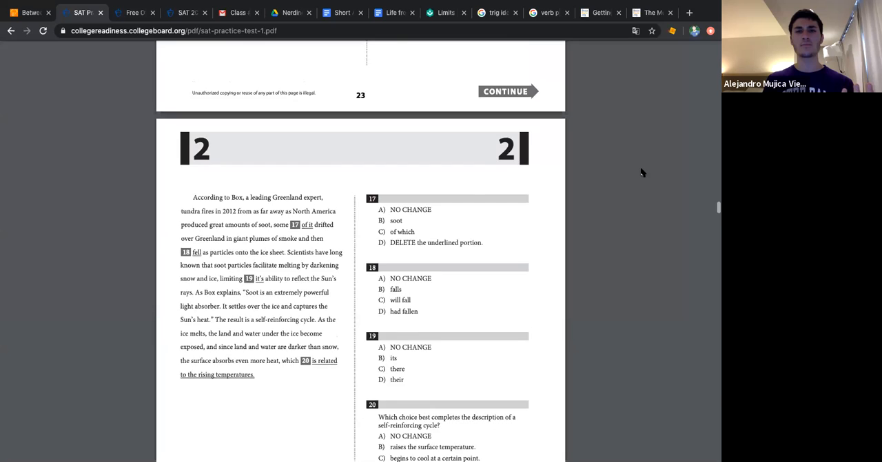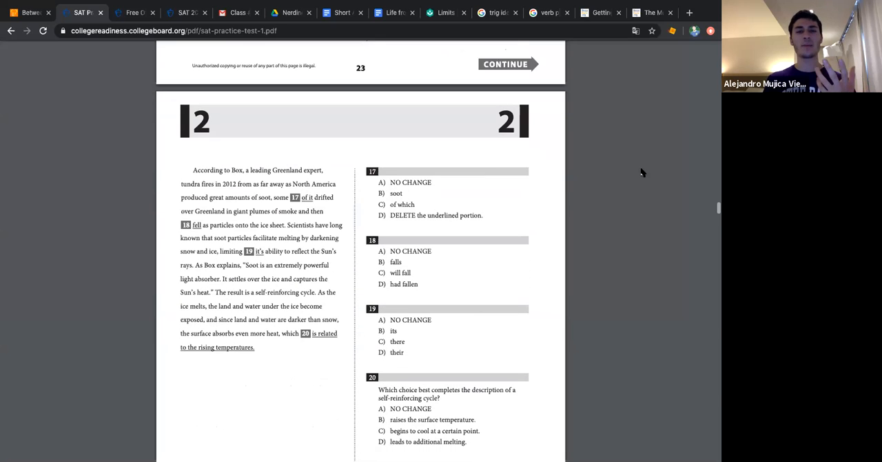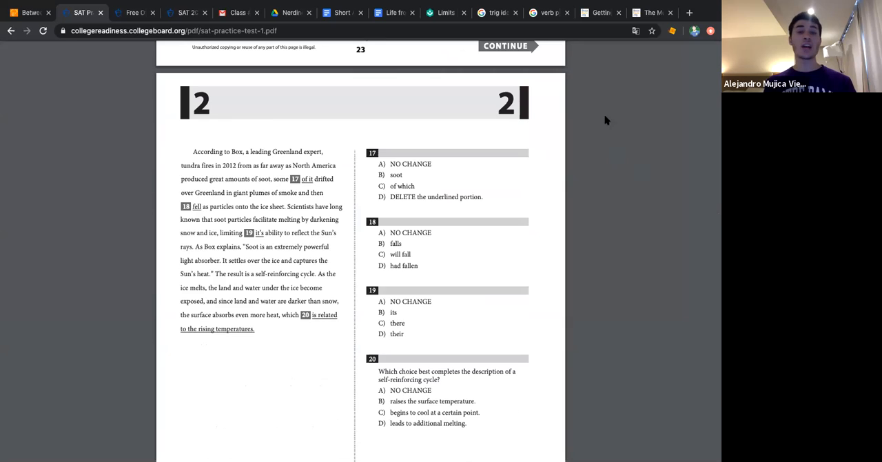Sorry, I didn't set up the type of question that it was. This one is about renaming the subject, or not the subject in this case, I guess. It's referring back to soot. So are we renaming soot or not? And how? One of the options is delete. Can we delete soot and not rename it? Like say, produced great amounts of soot, some drifted over Greenland in giant plumes of smoke, and then fell.